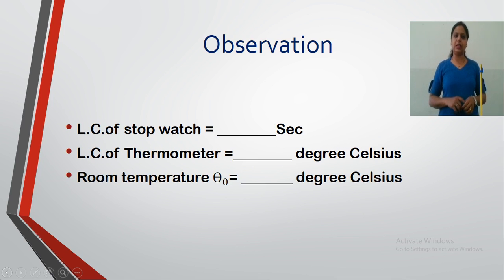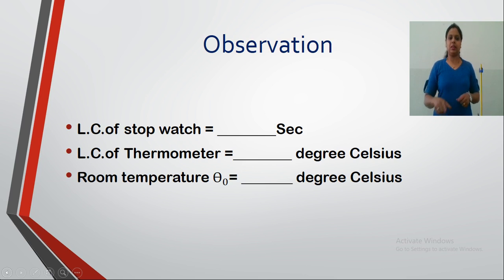Okay, if you are using the analog stop clock, we will say that we are going to use the stop clock of least count 1 second. The least count of the thermometer is 1 degree Celsius, and the room temperature right now is 24 degrees Celsius. But if you perform this experiment in summer, the temperature will be like 35 or 36 degrees Celsius. So this experiment depends on the room temperature.